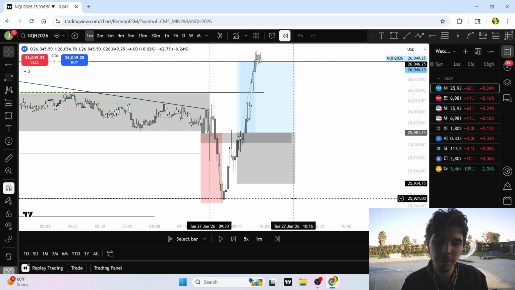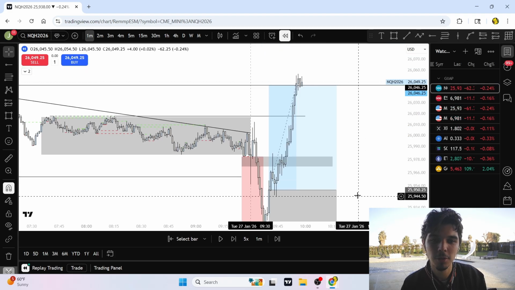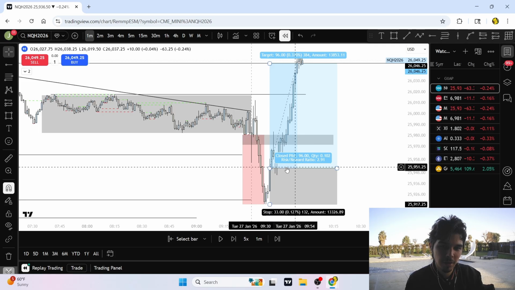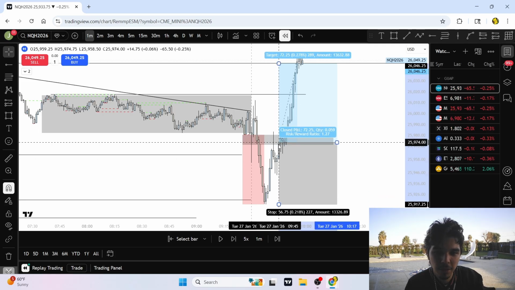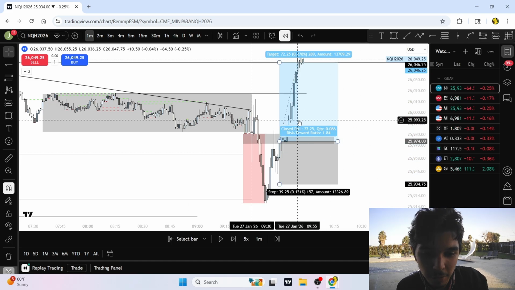1 through 5 minute. I guess if you had a little bit more discretion, you could have entered off this 1 minute right here, had the stops at the lows, and your trade idea could have looked something like this. But I just waited for the 5 minute in this case, and that is what my trade idea looked like. Now let's see if there's anything at 10 o'clock.